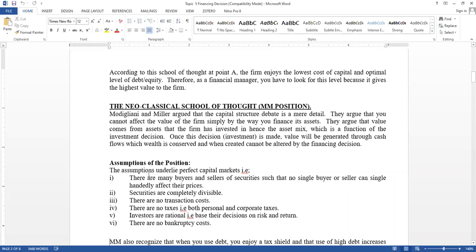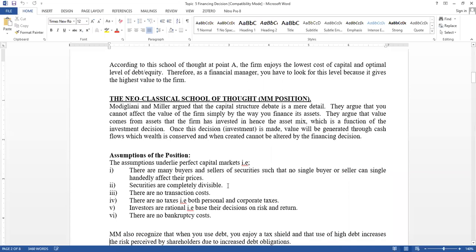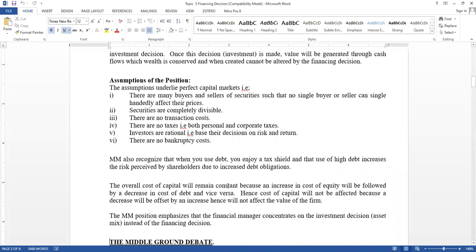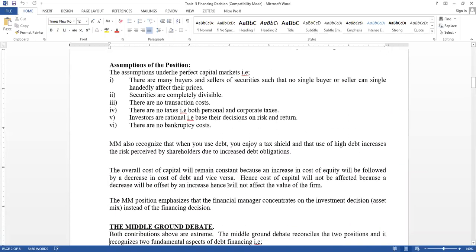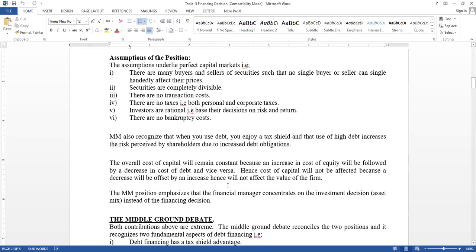And of course, there are underlying assumptions for this position of MM. So MM also recognizes that when you use debt, you enjoy tax shields. Because you know that interest on debt, by the way, is tax deductible. Can one of you give us more light on that? You enjoy what tax shield?